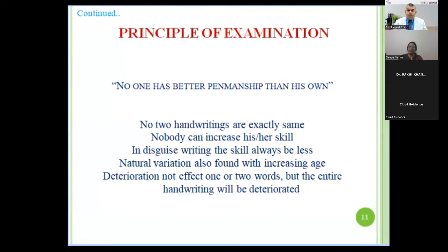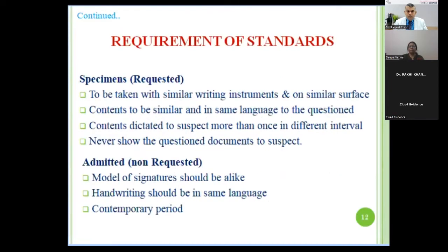Natural variation is also found with increasing age; it can be extended or it can be restricted. Deterioration cannot affect one or two words. If deterioration in writing is there, then the entire handwriting will be deteriorated. These are a few basic principles of handwriting examination.